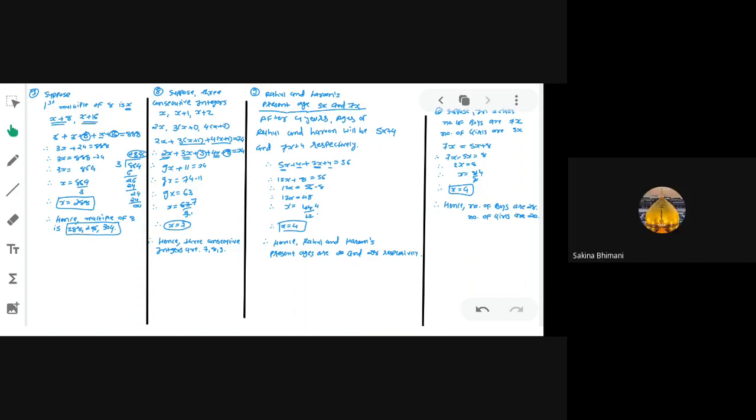Rahul and Harun will be here. 5x plus 4. Rahul's present age is 5x, and then after 4 years, its age will be 5x plus 4.